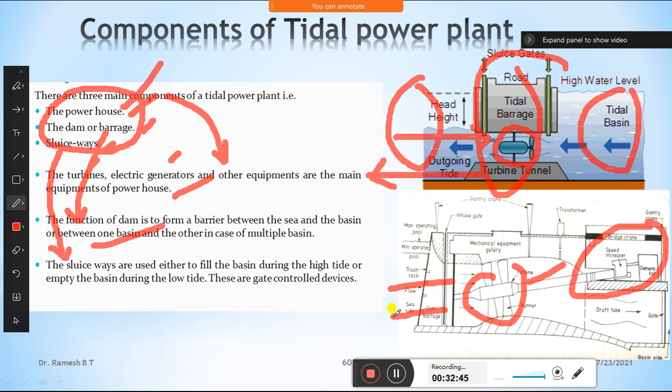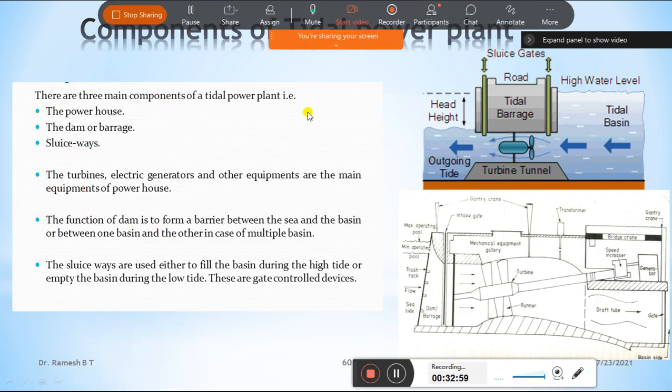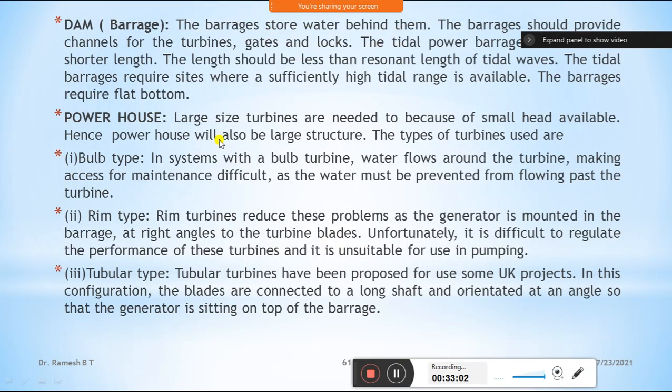So these are the necessary components. With these components, we can effectively operate a tidal power plant, and we can easily convert tidal energy into a useful form of energy. This powerhouse, as I told, should be large, because if only a small head is available, the powerhouse is also a large structure.